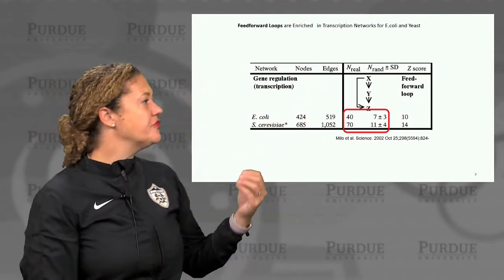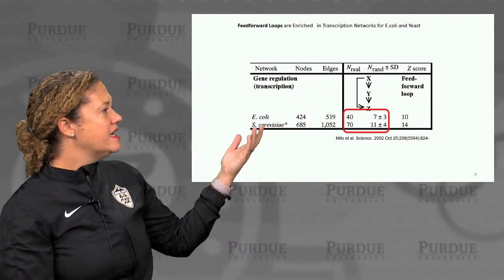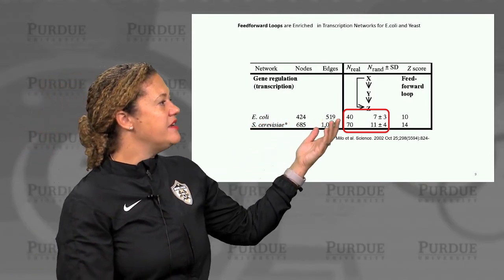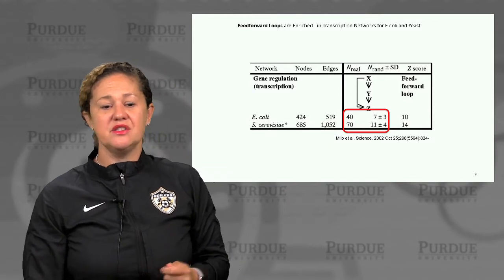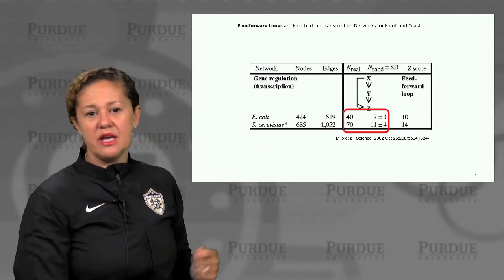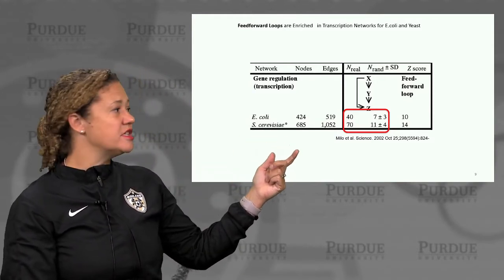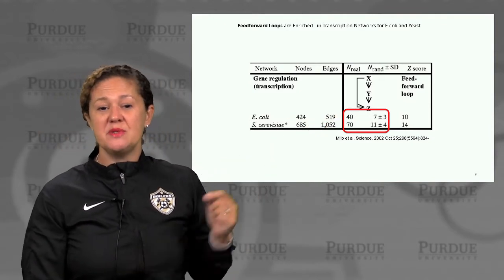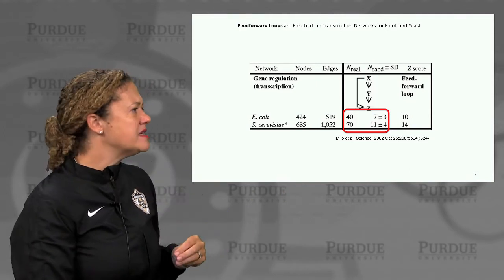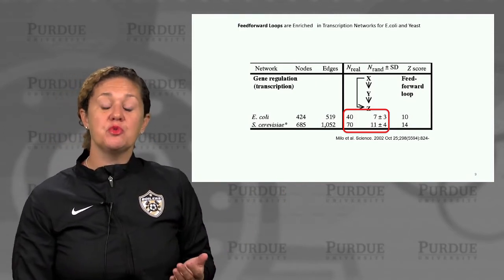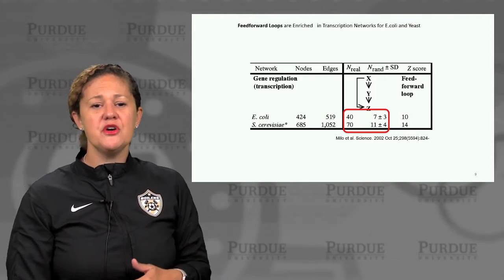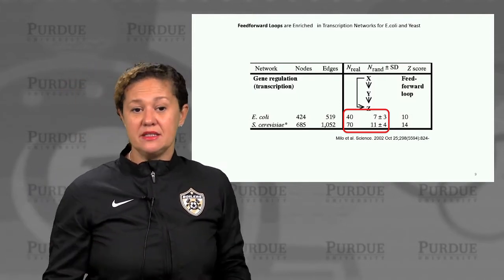So for example, say we look at an E. coli network that has 424 nodes and 519 edges. So that's the real network. And within that network that was looked at was found to have 40 feed-forward loops. So you can ask the question, how many feed-forward loops would we expect to pop up in our network if those nodes, those genes, were just randomly connected?